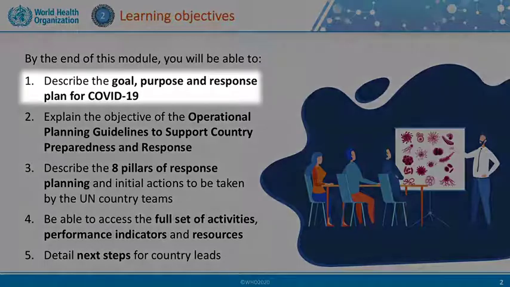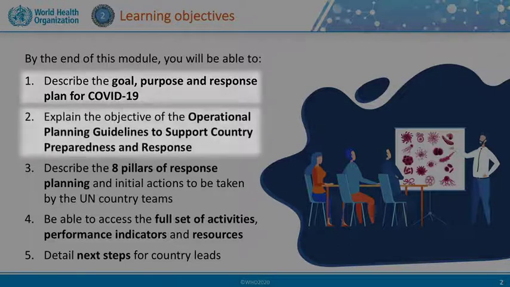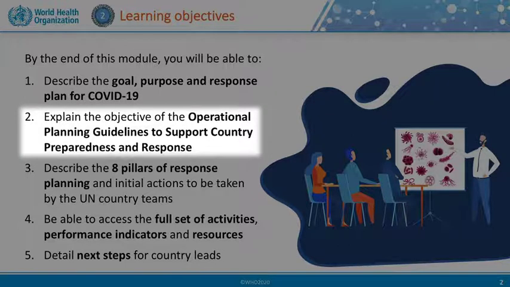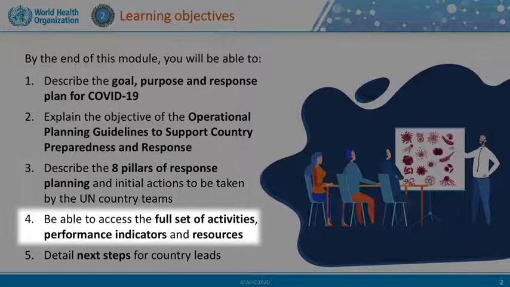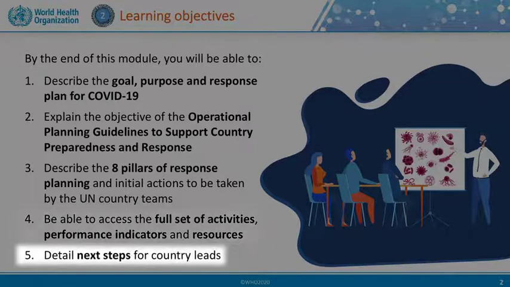Number 1, to describe the goal, purpose and response plan for COVID-19. Number 2, explain the objective of the operational planning guidelines to support country preparedness and response. Number 3, describe the 8 pillars of response planning and initial actions to be taken by the UN country teams. Number 4, be able to access the full set of activities, performance indicators, and resources. And finally, number 5, you will be able to detail the next steps required for country leads.